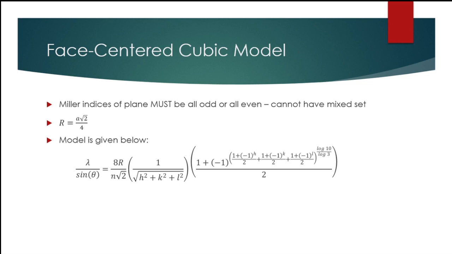The face-centered cubic model is similar but more complicated. It operates under the restriction that the Miller indices of the plane must be all odd or all even, and that they cannot be mixed. The radius is defined as the unit cell edge length times the square root of 2 divided by 4, and this effectively takes the previous term and expands it to every single Miller index term individually, such that when all the terms are either odd or even, we get a positive outcome.